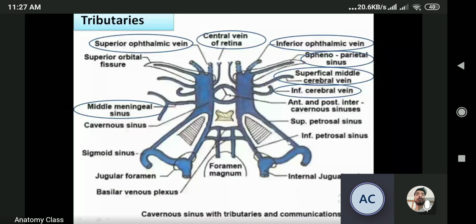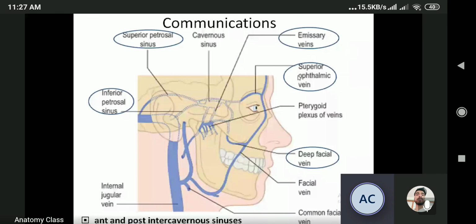Where does this cavernous sinus communicate? It has different communications. The cavernous sinus communicates with the pterygoid venous plexus, which is present within the infratemporal fossa, where we have studied the medial and lateral pterygoid muscles. Beneath those muscles the pterygoid venous plexus is present, and it intercommunicates with the cavernous sinus through emissary veins passing through the foramen ovale and foramen spinosum, which connect the pterygoid venous plexus with the cavernous sinus.